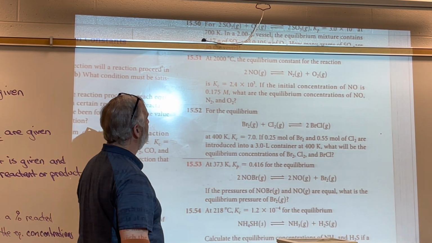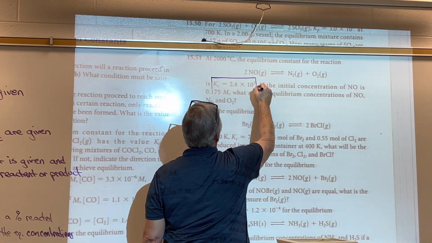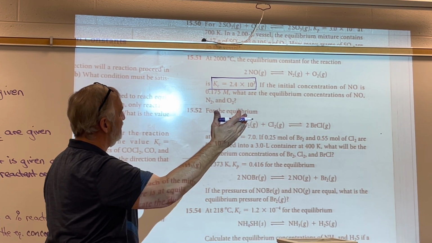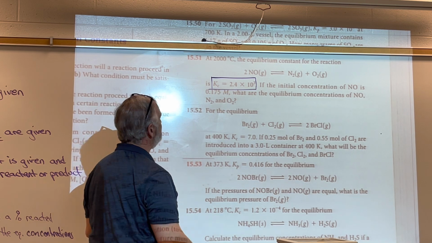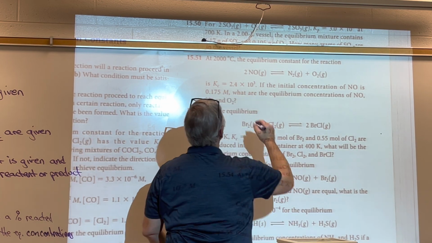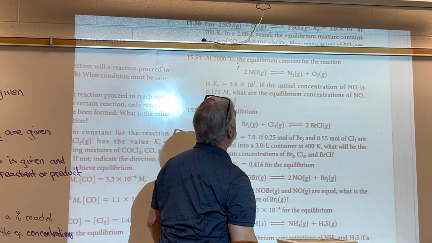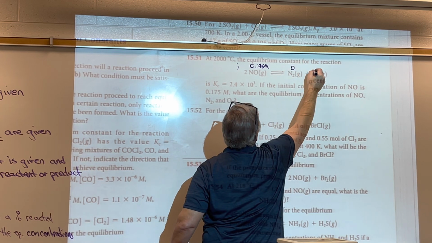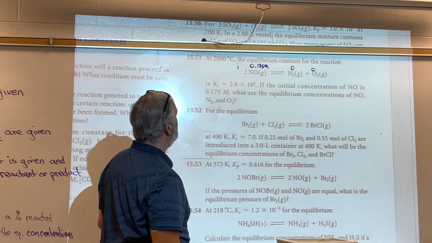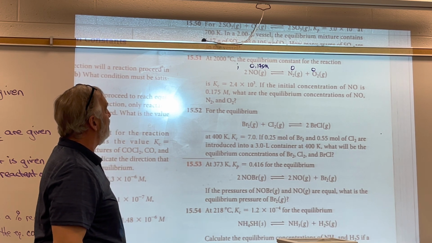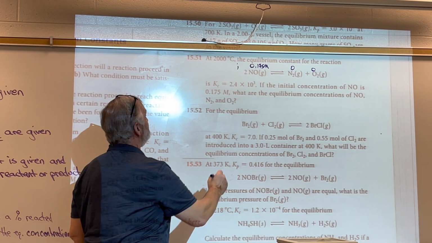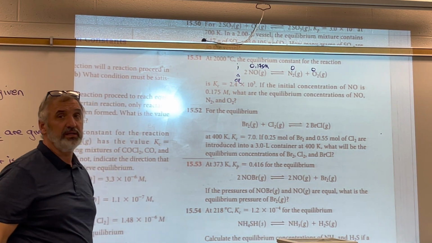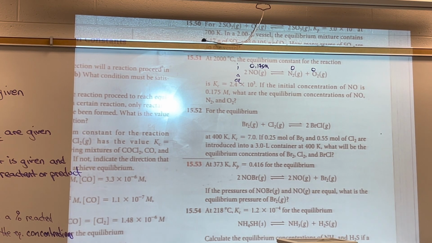So number 51, we're given Kc, 2.4 times 10 to the third. We're given our equation, and we're given the initial concentration of the NO. It's 0.175. And there's 0 and 0 of that. So the question is, what are my equilibrium concentrations? So I have to have my change and equilibrium. Now, we don't know how much it's gonna go, right?